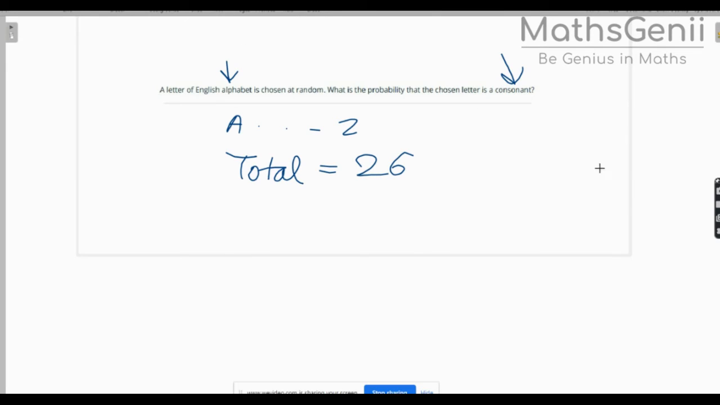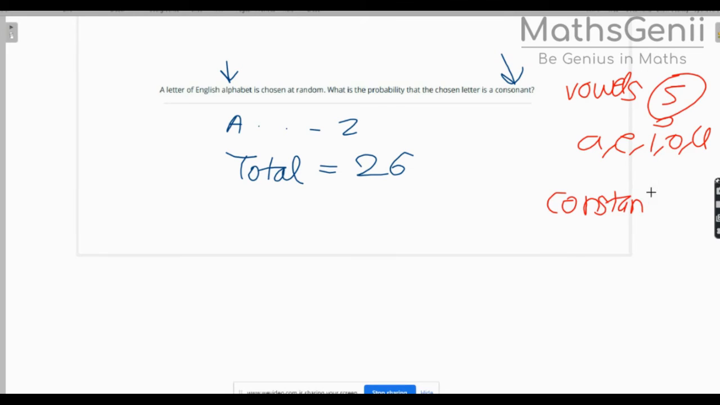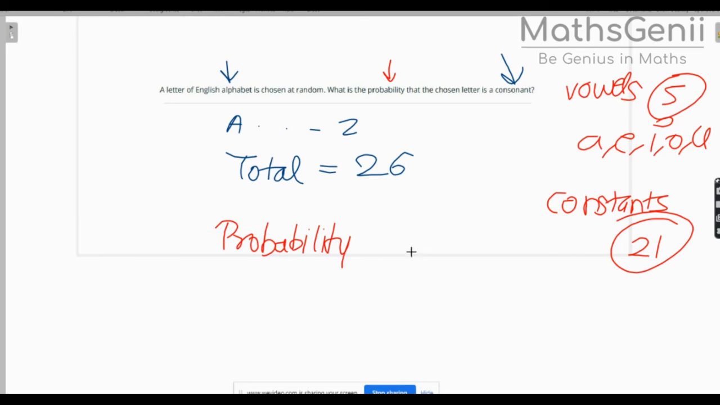How many consonants? There are 5 vowels, A, E, I, O, U. So 26 minus 5. Whatever is remaining are consonants, so there are 21. Now he's asking me the probability. Always in probability, the denominator is the total. So what is the total? 26. And how many are consonants? 21. So your answer is 21 upon 26. Very simple.